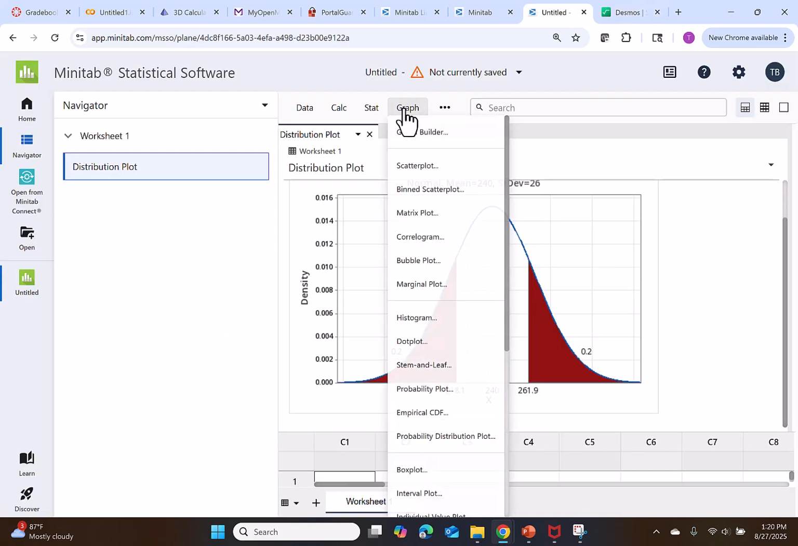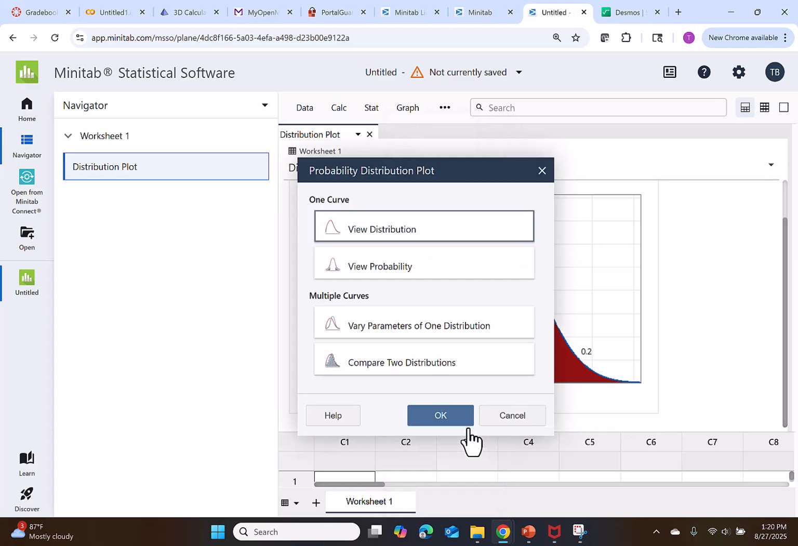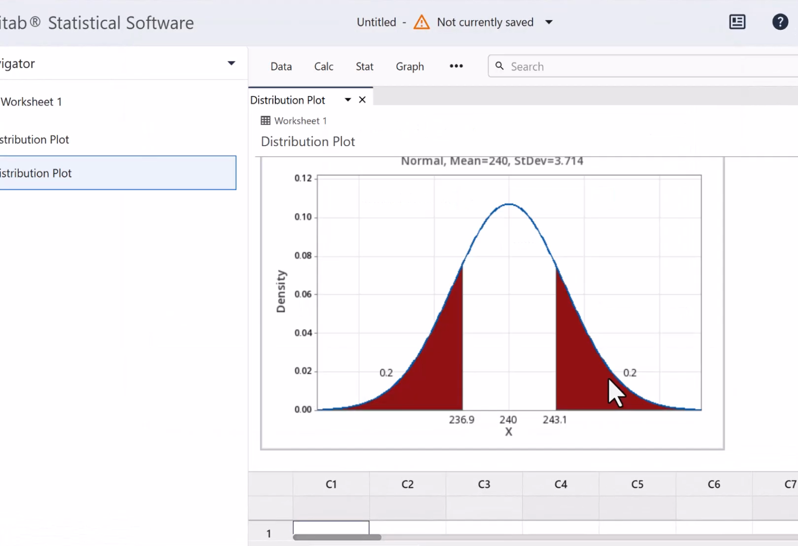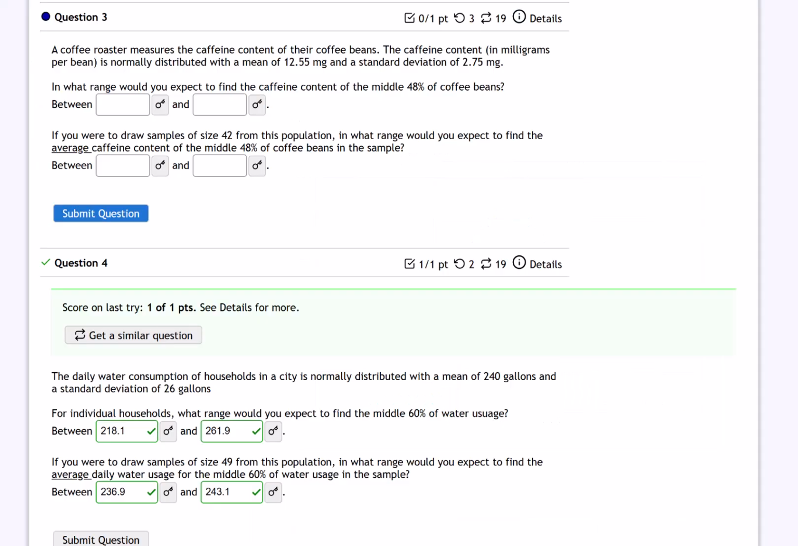Back in Minitab, I again select Graph, Probability Distribution Plot, View Probability. And the only thing I have to change is the standard deviation, which we changed to 3.714. Now we have new bounds of 236.9 to 243.1. These bounds of 236.9 to 243.1 are bounds for the average, which explains why these bounds are so much different than the bounds we found in the first part of the problem.